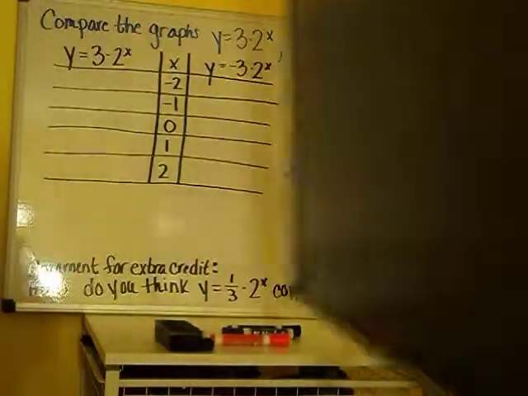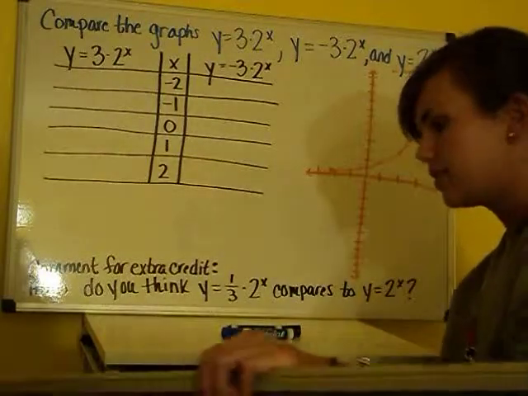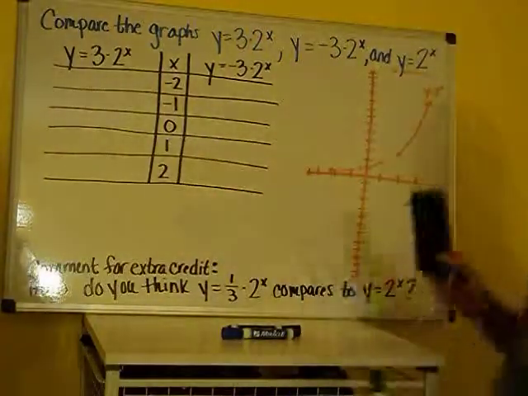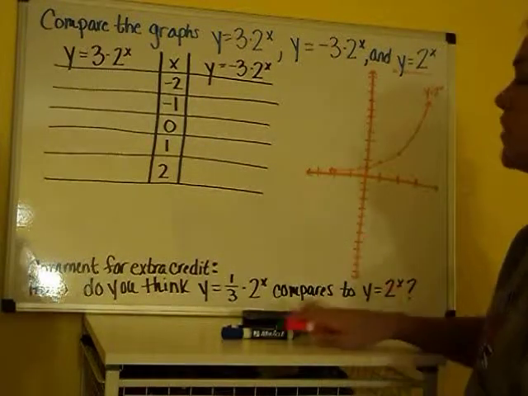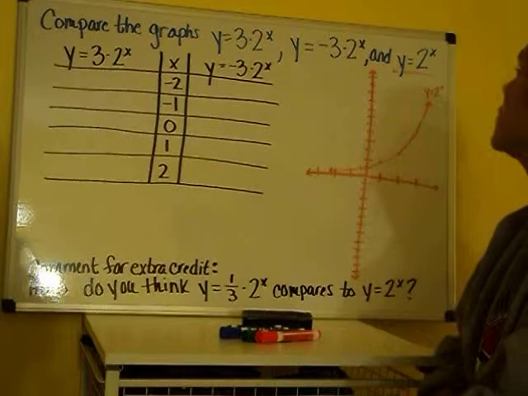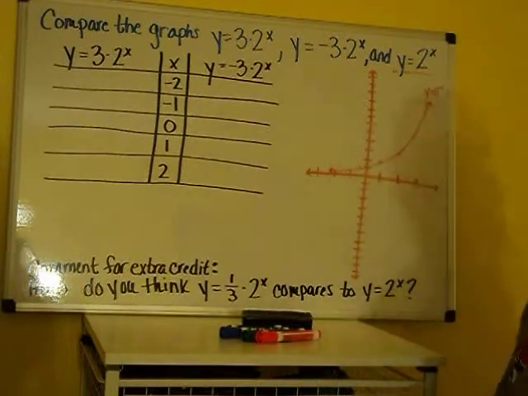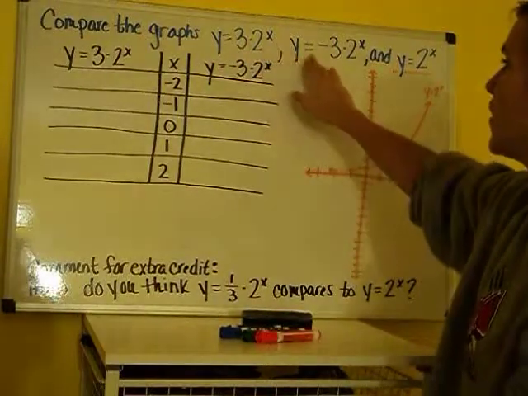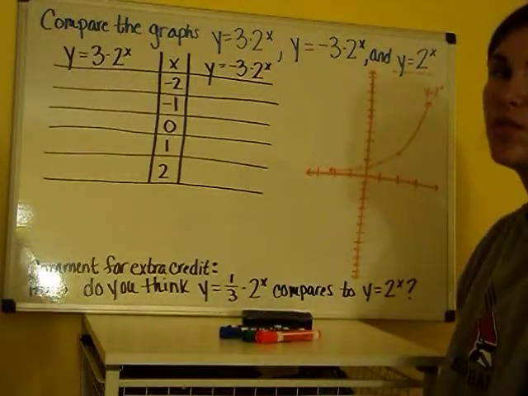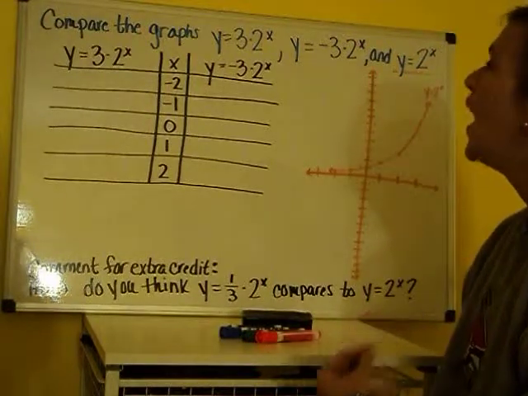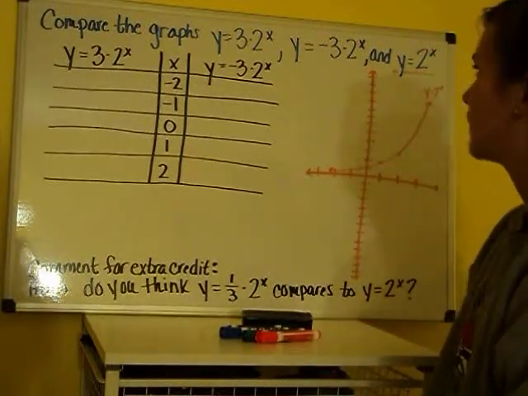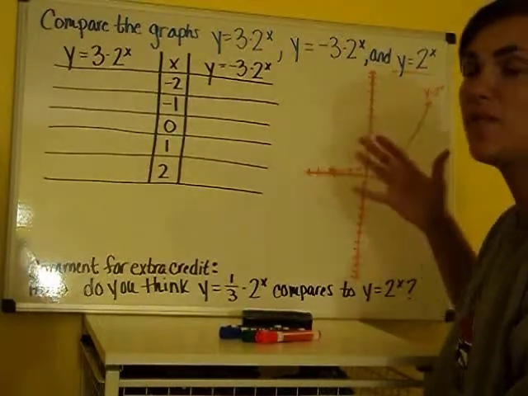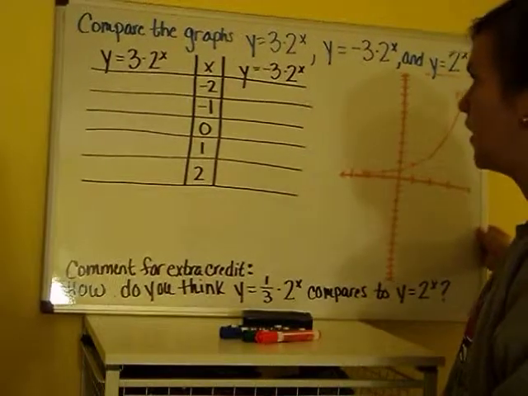Now we are going to compare graphs. Here I took our first example, which if you remember from our growth problem was y equals 2 to the x. I already have it plotted. But we're going to compare y equals 3 times 2 to the x power and y equals negative 3 times 2 to the x power. So we want to see how the negative makes a difference. We're going to go through the process the same way that we have the last couple of problems.